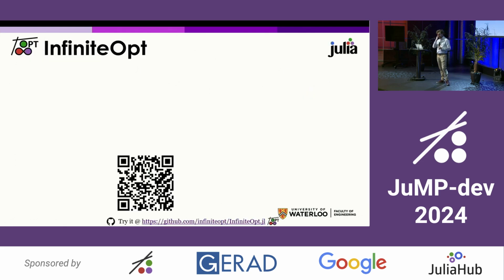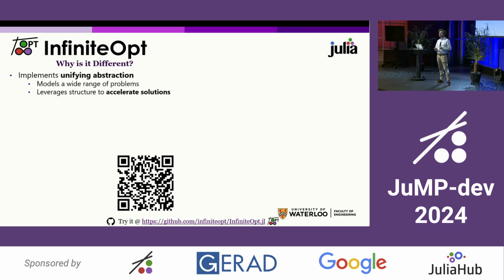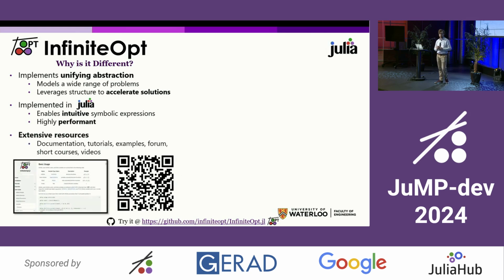So InfiniteOpt, then, I've presented this a number of times now at JuMP-dev, but basically it implements that abstraction, helps us model a wide range of problems, and gives us a way to, as I'm going to talk about today, accelerate the solution of those problems. I would argue it has a very intuitive interface. It's also highly performant relative to other similar packages out there. Also, unlike many open source projects, it has very good documentation. Not quite to the level of Oscar's work with JuMP, but it's getting there.